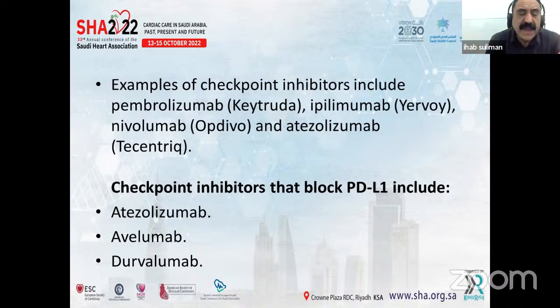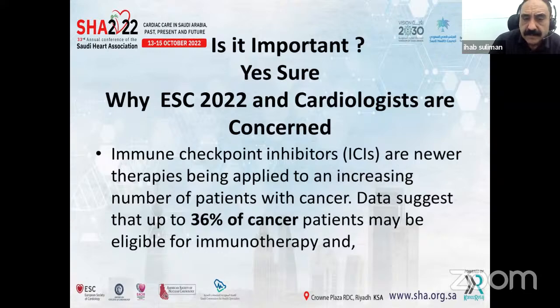They all end with the letters UMAB, and it has been successful. Companies are producing a lot of immune check inhibitors, and they all share the last 4 letters of UMAB.